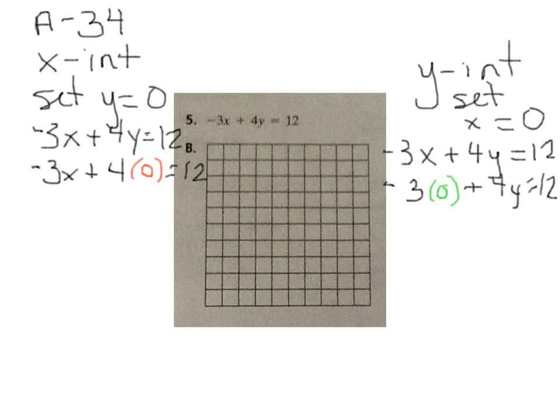All right, A34, I'm going to do example number 5. So there's a picture of it right there, and I'm going to graph negative 3x plus 4y is equal to 12 by finding the x and the y intercept. So in this case here, let's go ahead and take a look at this one.